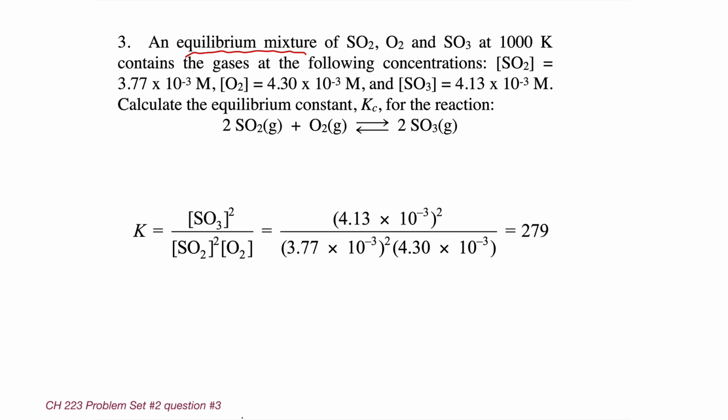And K, products over reactants, the SO3 squared goes on the top, SO2 squared on the bottom, O2 on the bottom. Put those numbers in from the previous problem. K comes out to be 279.